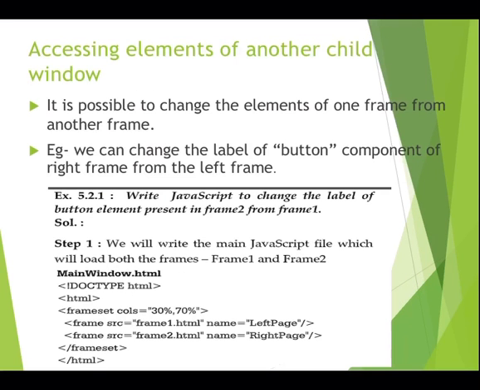So it is possible to change the elements of one frame from another. See the example. Step 1: we will write the main HTML file which will load both the frames, frame 1 and frame 2. So doctype HTML, HTML tag, frameset cols. You have two vertical columns, two frames. One occupies 30% and the second 70%. Then frame src equal to frame1.html, name of the page is leftpage. Frame src equal to frame2.html, name of the page is rightpage. Close the frameset tag and close the HTML tag.